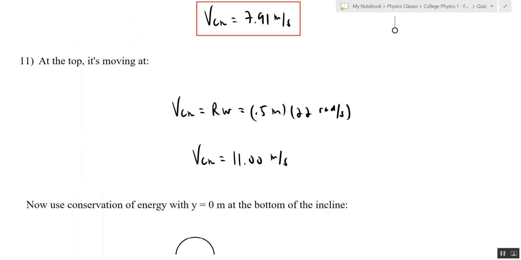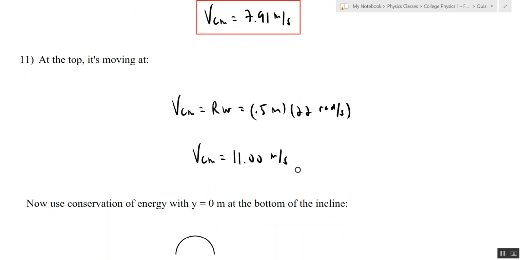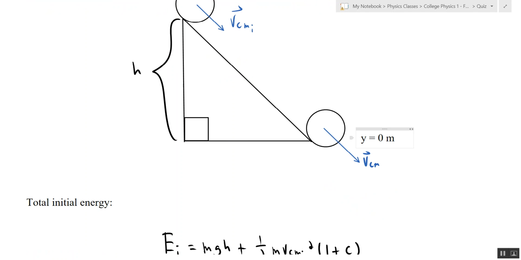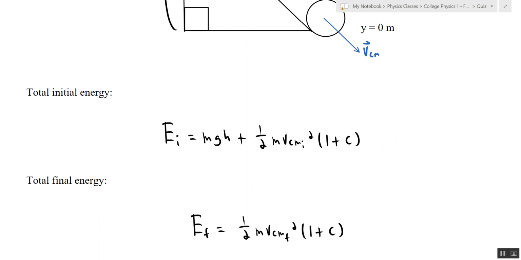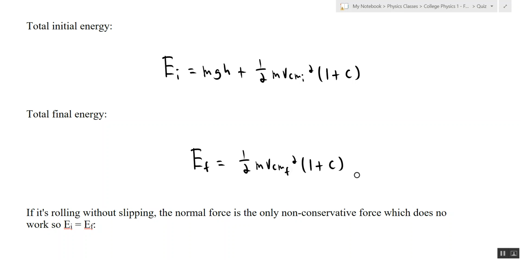11, there's a hint: you first had to figure out how fast it's moving at the top, so you do what you did in number 10. You take how fast it's spinning times its radius, and that gives you how fast it's moving at the top, which for me is 11 meters per second. Then you're going to do conservation of energy, calling y equals 0 at the bottom. At the bottom, the potential energy is 0 because you're calling it y equals 0. So the potential energy at the top is mgh, plus it has total kinetic energy because it's rolling and spinning, 1/2 m v CM squared times 1 plus c. The final energy is just total kinetic energy because we called y equals 0 at the bottom, which is this.